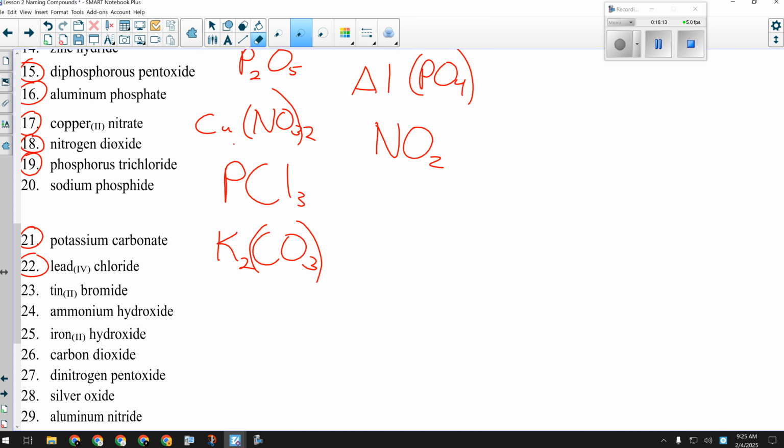All right, and the last one, lead 4 chloride. Ionic, okay? Lead is Pb. The Roman numeral tells me that's the 4+ charge. It's with chlorine, which is a -1. Drop and swap. PbCl4. Okay, how are we feeling about those? That was a mix of some that were fairly easy and some that were pretty tricky.